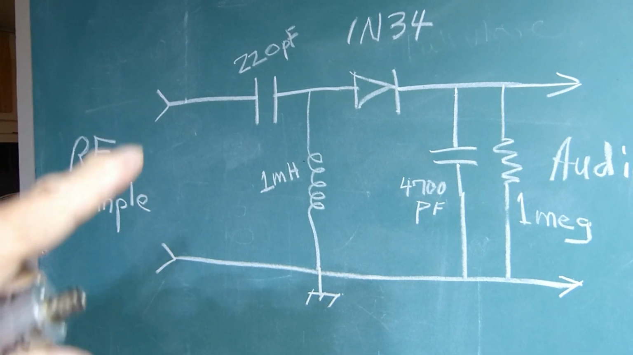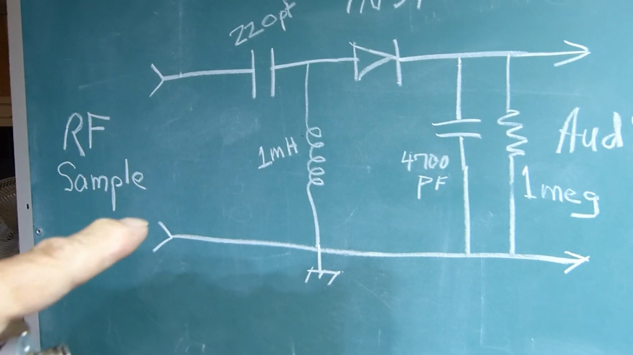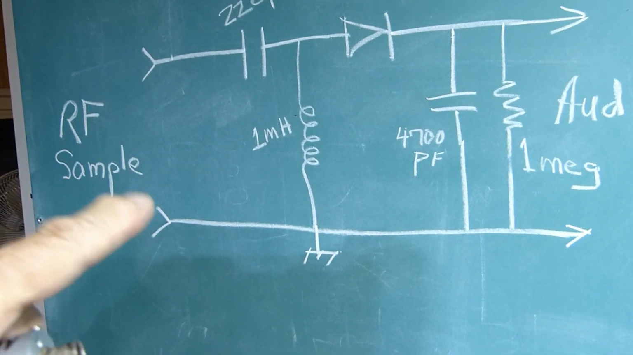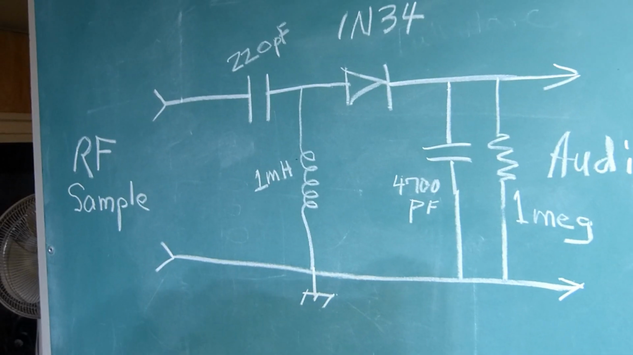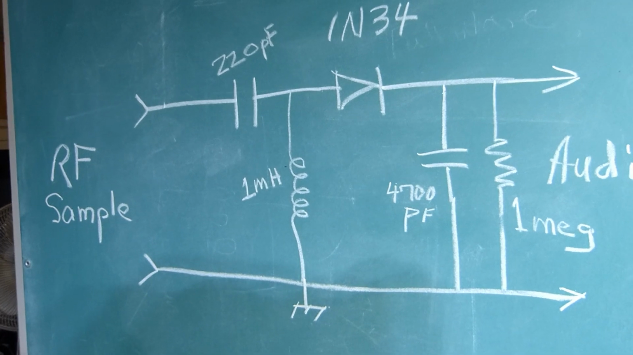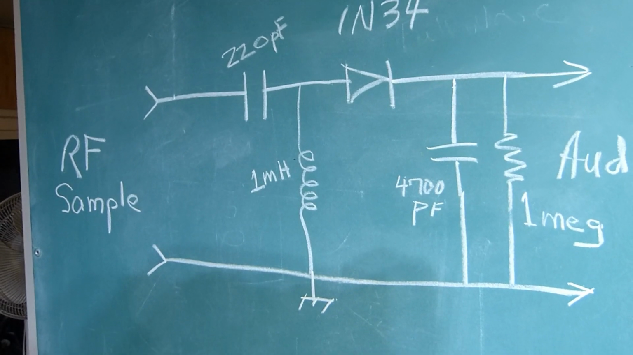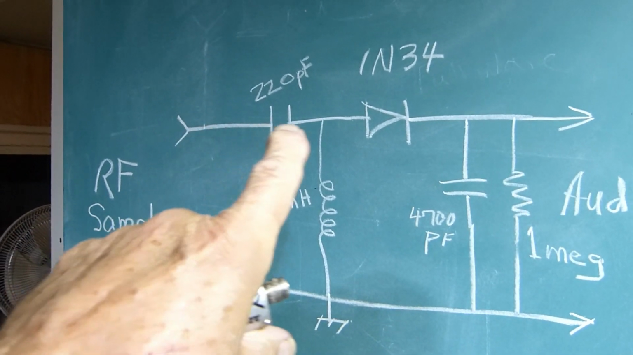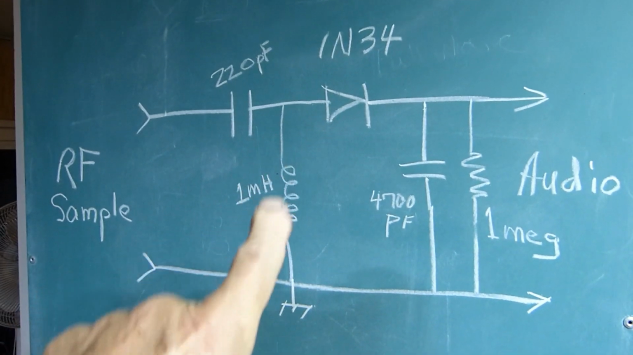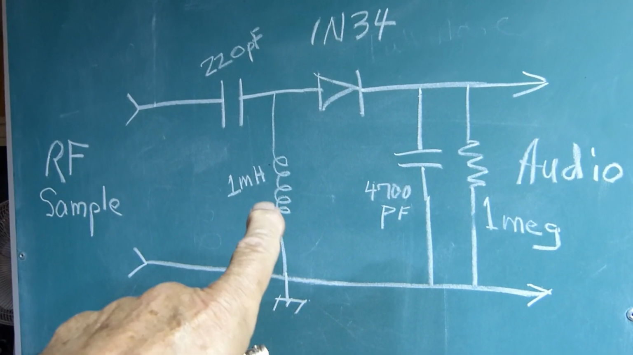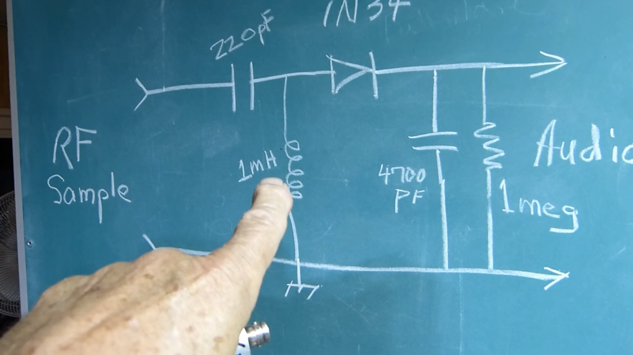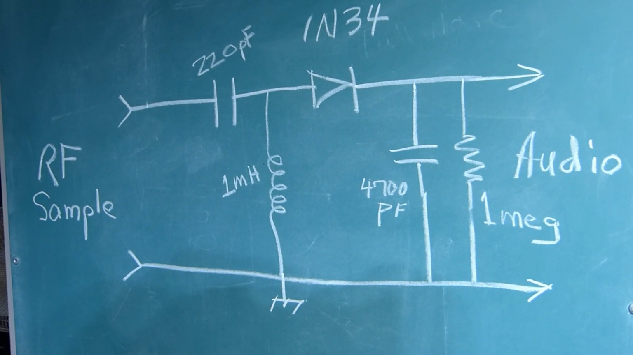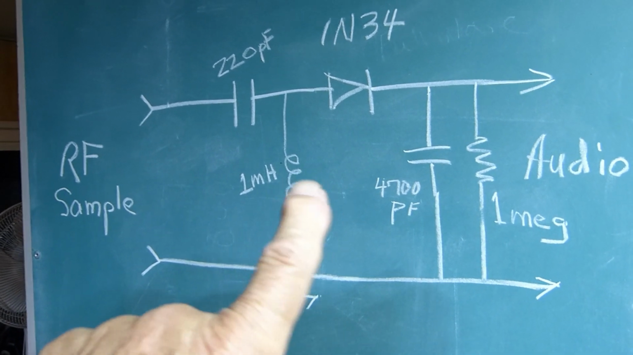RF comes in here from some kind of a sampler. Not anything fancy, but maybe some kind of a sampler that you put in series with your coaxial line and a tap off. You get a little bit of RF, it's detected. You don't have to have a choke right here. I used a 1 millihenry choke, or you can use a resistor of about 10K. Choke works actually a little better.